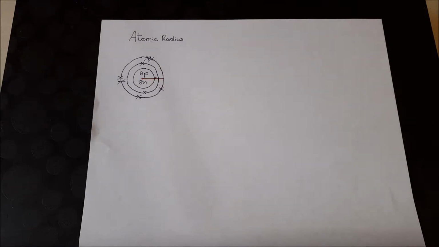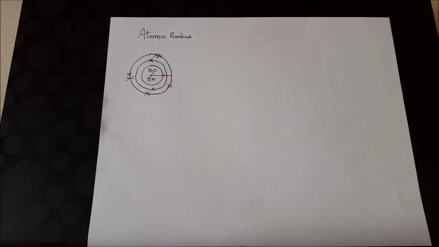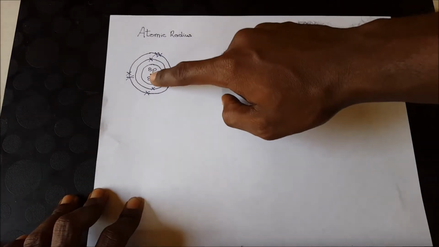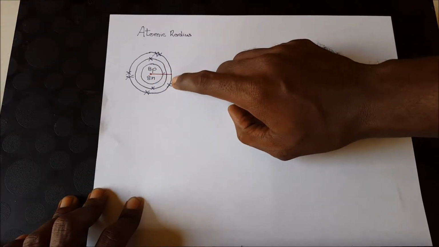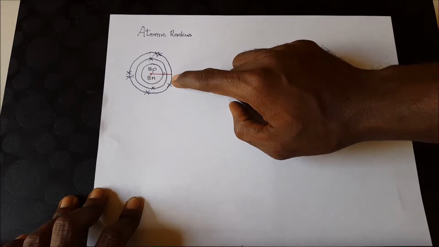What is it, and what influences it? The atomic radius is a great tell for the size of an atom because of the way that it's defined. It's defined simply as the distance between the center of the nucleus and the outermost valence electron shell.